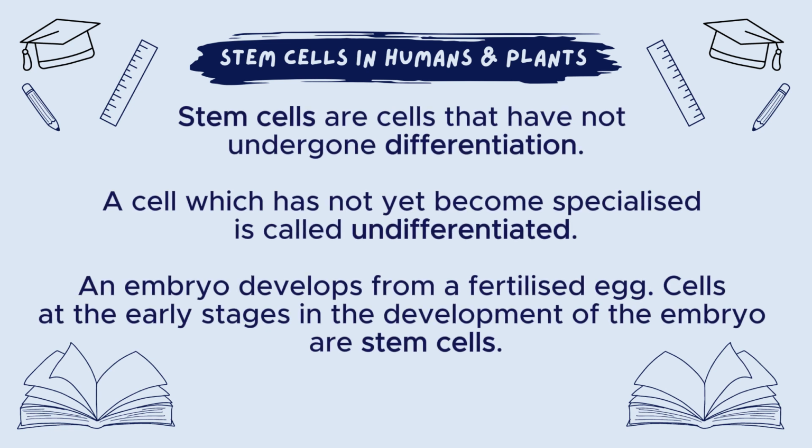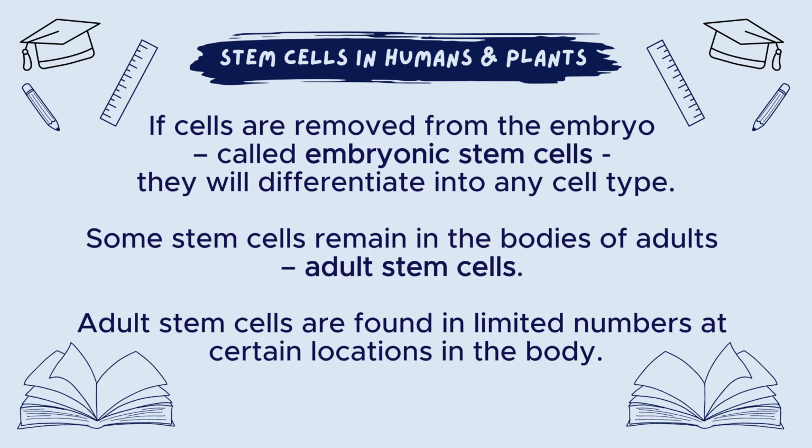So, stem cells are cells that have not undergone differentiation. The cell which has not yet become specialised is called undifferentiated. An embryo develops from a fertilized egg. Cells at the early stages in the development of the embryo are stem cells. If cells are removed from the embryo, called embryonic stem cells, they will differentiate into any cell type.